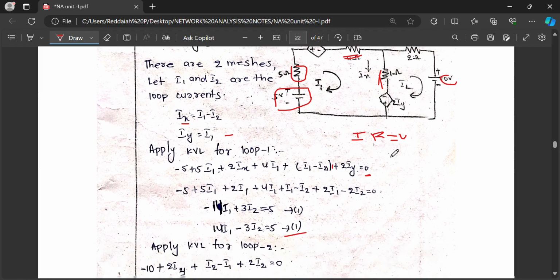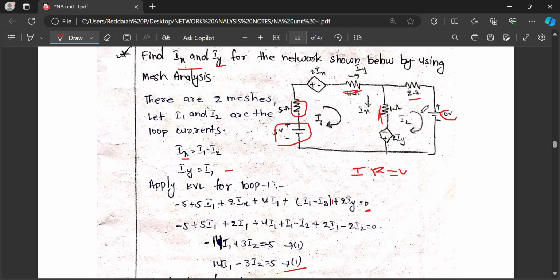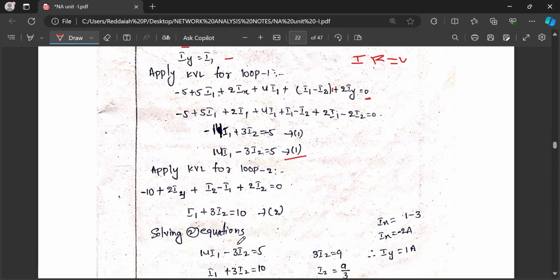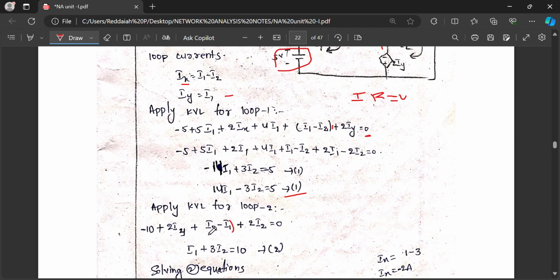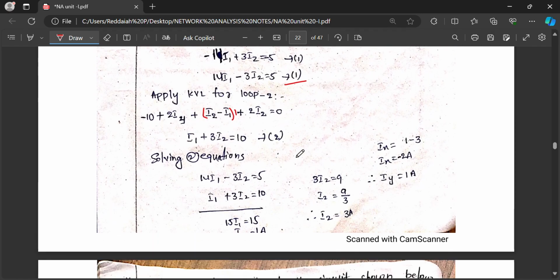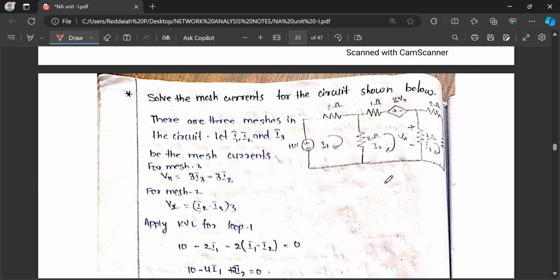Apply KVL for loop 2. Here 10 volts is there. Minus 10 plus 2Iy, where Iy is the current flowing in this branch, plus (I2 minus I1) into 1. The resistance is 1 ohm. For this loop, I2 minus I1 we have to consider, and for the other loop, I1 minus I2. Solving the two equations, you will get I1 and I2.